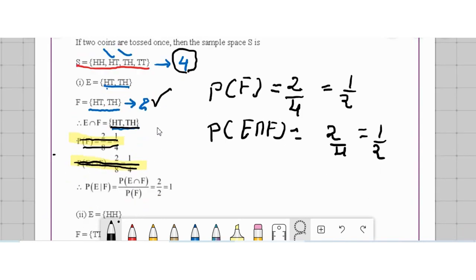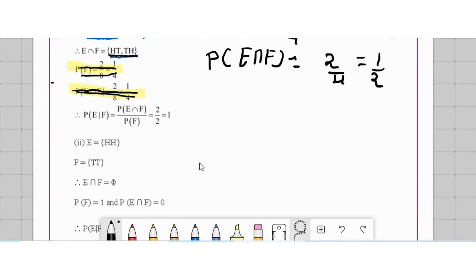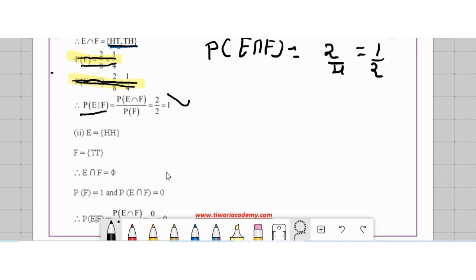Now, I want to find out P of E by F. So, the formula is P of E intersection F upon P of F. So, the answer is 1. Okay.